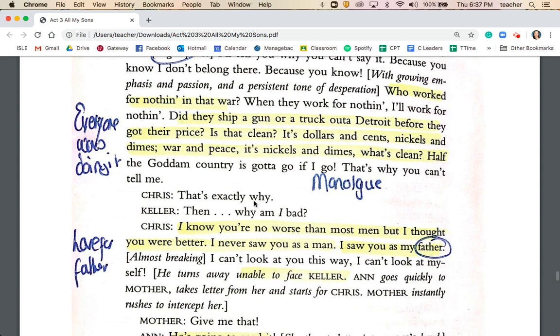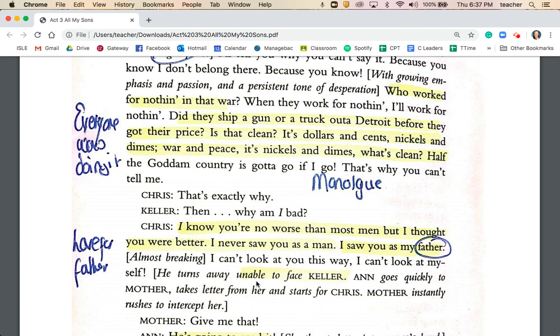And he says, and this line I think is so important from Chris when he says, I know you're no worse than most men, but I thought you were better. I never saw you as a man. I saw you as my father. So this is so important because Chris looks up to Joe. And he's saying here, I don't care if everybody else was doing it. I had higher expectations of you because you're my father. And he's unable to even look at Keller.